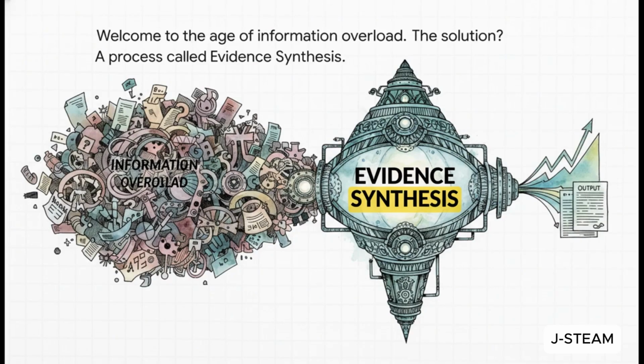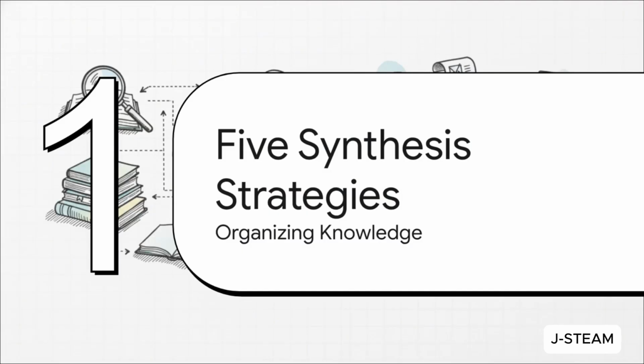It's called evidence synthesis, and it's basically the official, structured way of gathering all the relevant research on a topic to figure out what it all means when you put it together. Now, evidence synthesis isn't just one single thing. It's more like a whole category of approaches. You can think of them as 5 main strategies for organizing knowledge, and each one has its own set of special tools, which we're about to get into.